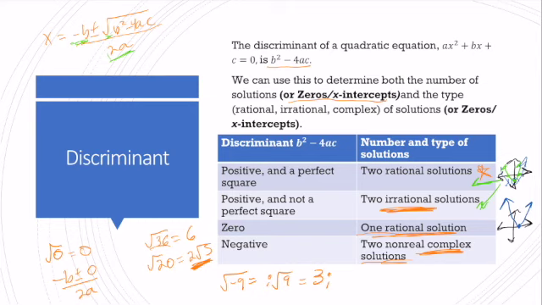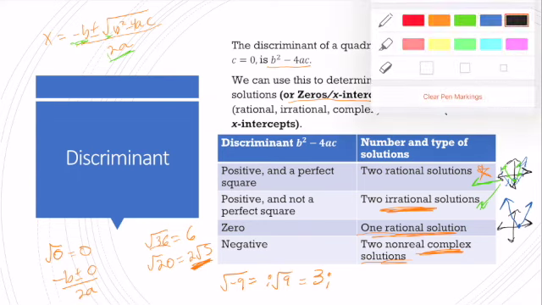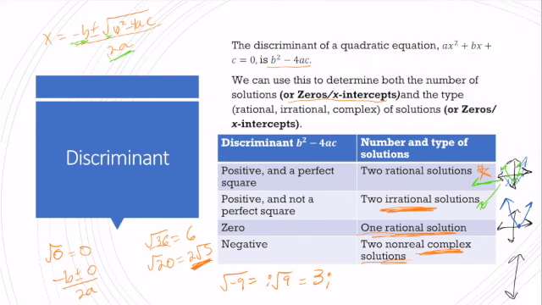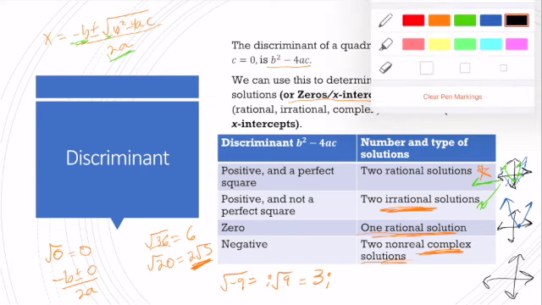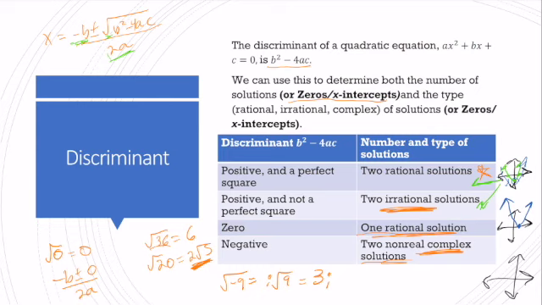And then if I have two non-real complex solutions, my graph is going to look like this. That means I am not crossing the real axis. I have no real zeros, so my graph is going to not cross the x-axis ever. Okay? So it's important to know what our zeros are going to look like.